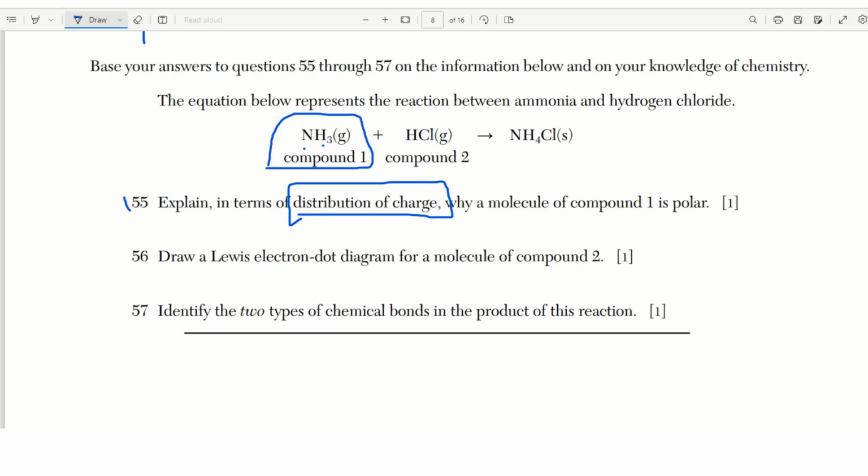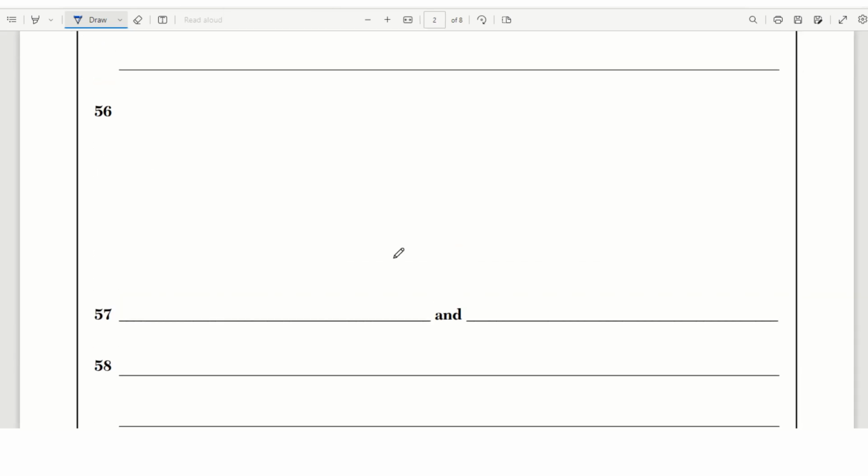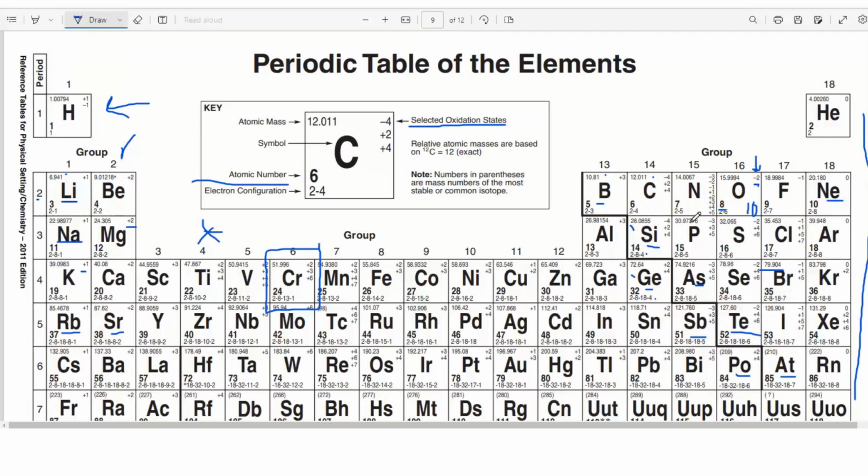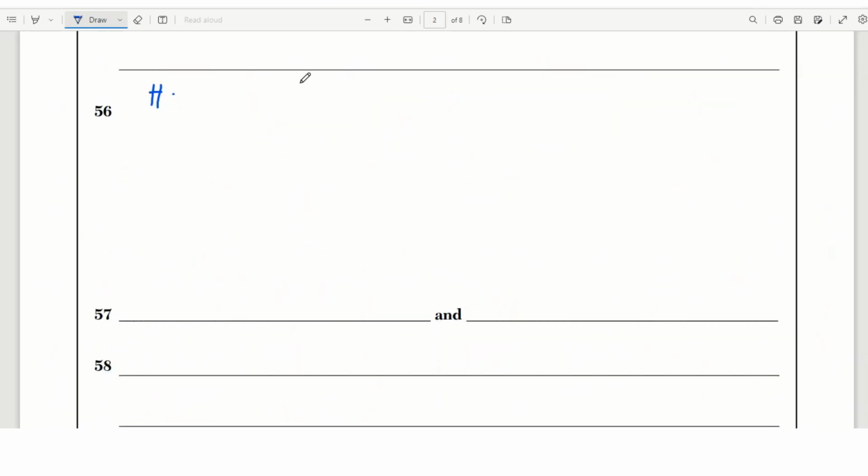Draw a Lewis electron dot diagram for a molecule of compound 2. All right, so here we go. This is compound 2. And let's draw the Lewis electron dot. Now they give you a lot of space, right? No lines. So up here, I'm just going to write what I start with. H has 1 valence electron, right? And Cl over here has 7. So it's going to be Cl with 1, 2, 3, 4, 5, 6, 7.